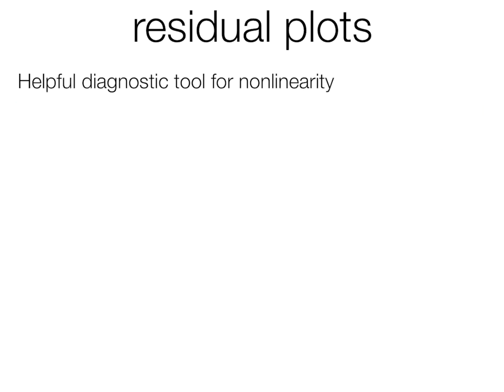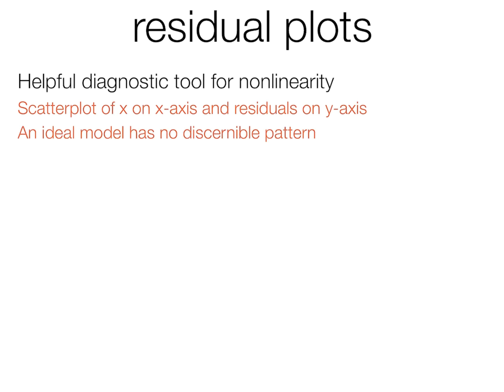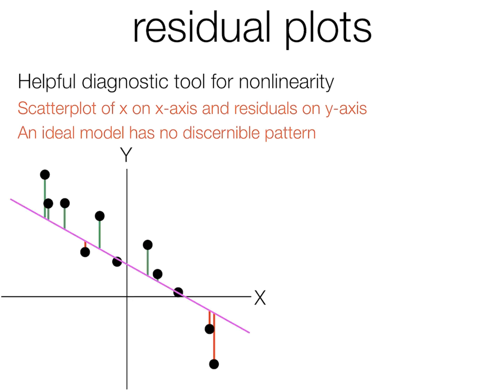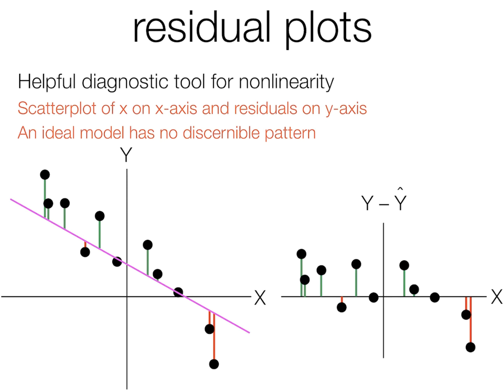Residual plots are helpful diagnostic tools for nonlinearity. So how do you even know that you have nonlinearity in the first place? A residual plot is a scatter plot of x on the x-axis and the residuals on the y-axis. An ideal model has no discernible pattern when you do this. So here's the original data with the residuals in red and green. Here is a residual plot where on the x-axis you have x and on the y-axis you have y minus y hat. In general, we should see no discernible pattern. There should not be some kind of trend that we see in this residual plot on the right.